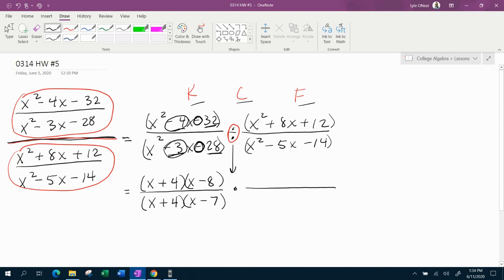Okay, now remember we're doing the keep, change, flip. So I'm going to change division to multiplication. And now this fraction is going to flip. So the denominator is going to become the numerator. And remember, I'm going to factor on the fly. So minus at the back makes the signs different. X and x to make x squared. What about numbers that multiply to make 14, that subtract and make negative 5? That's going to be 2 and 7. 7 times 2 is 14. And remember, the 7 has to go with the minus because I need it to be negative 5.